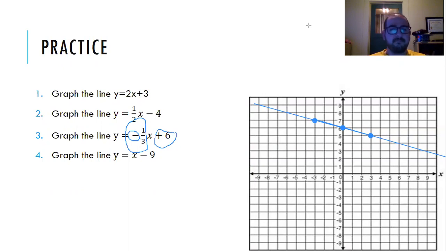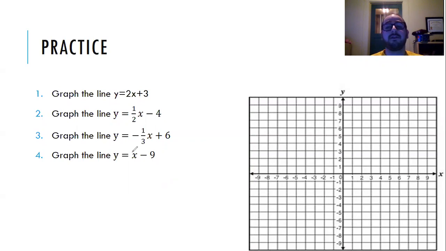Number 4. I'm not going to graph this one because if you've watched me graph the previous 3, you should be able to graph number 4, except for one thing. In front of x, there is no coefficient. Or is there? There is one.